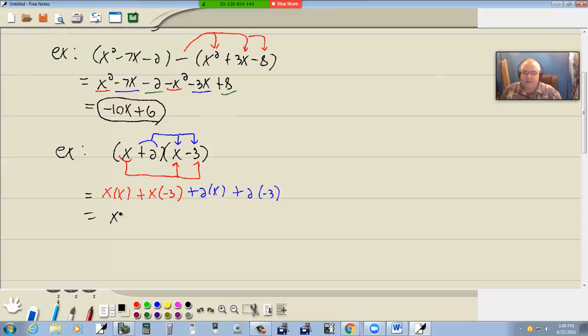Well, x times x is x squared. X times negative 3 is negative 3x. 2 times x is 2x, and 2 times negative 3 is negative 6. Always combine like terms. Negative 3x plus 2x is negative 1x or negative x, and then I'll bring down the minus 6. And that would be our answer.